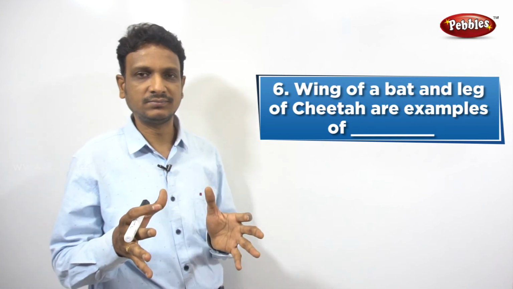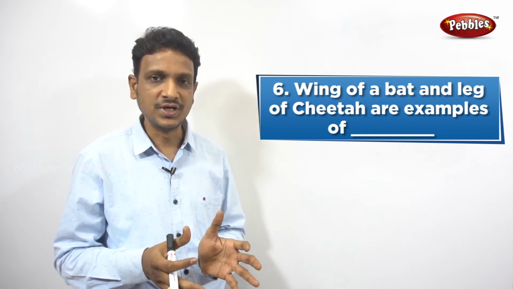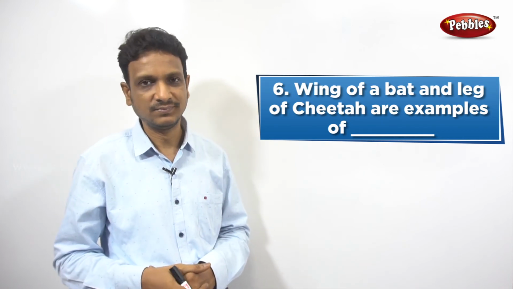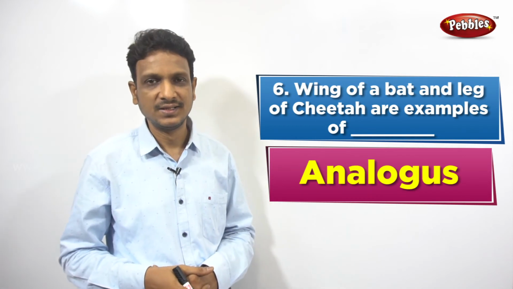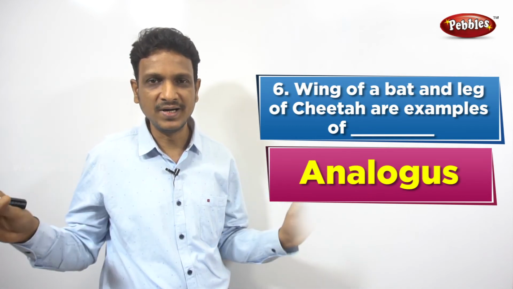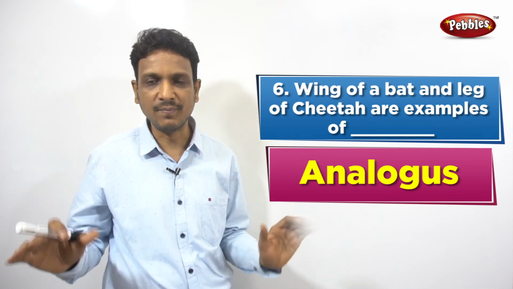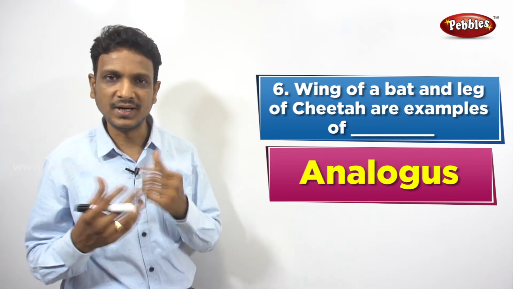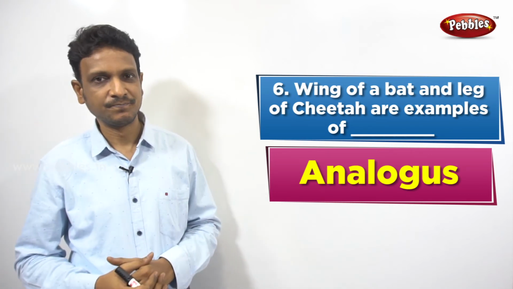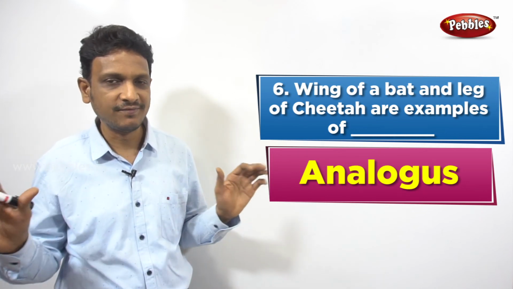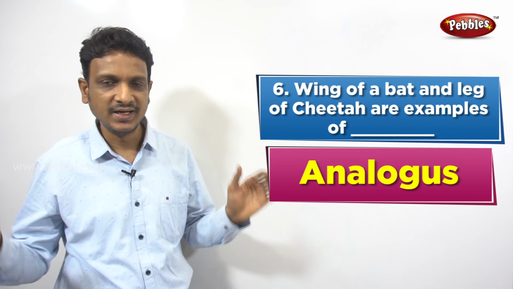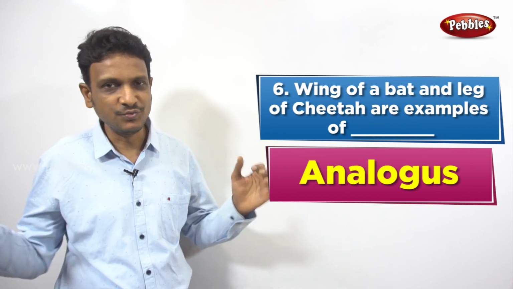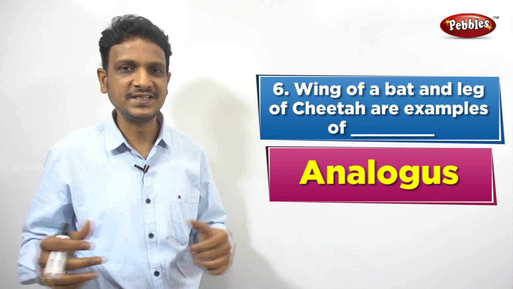But there are some organs that are different in structure, similar in function. Those are called analogous organs. Same function. The wing of a bird and the wing of a bat are different, but the purpose is to fly. The wing of a butterfly is to fly, but the structure is different. A bird's wing is made up of feathers. A butterfly's wings are made up of scales. A bat's wings are made up of bones and skin.